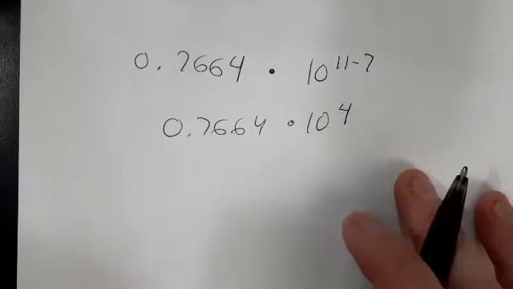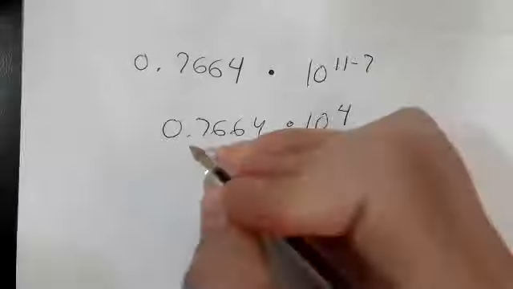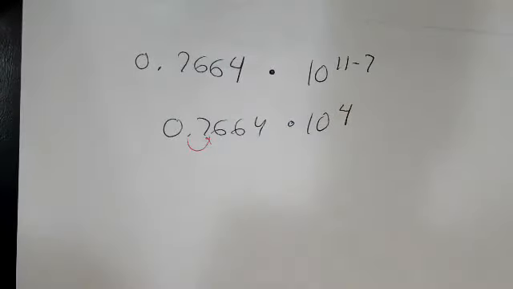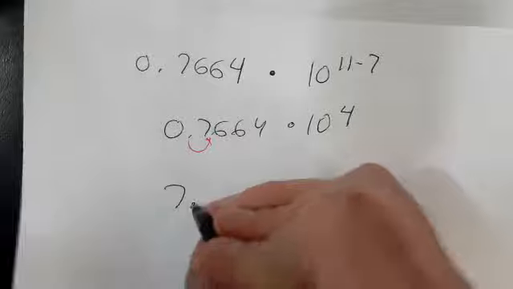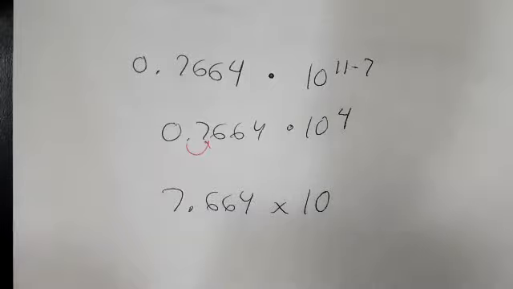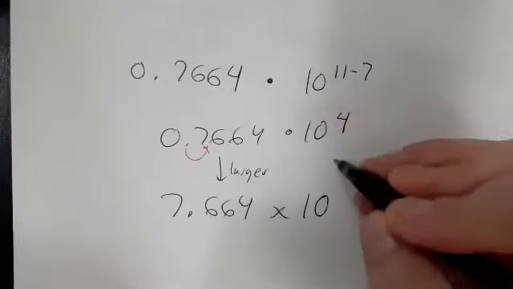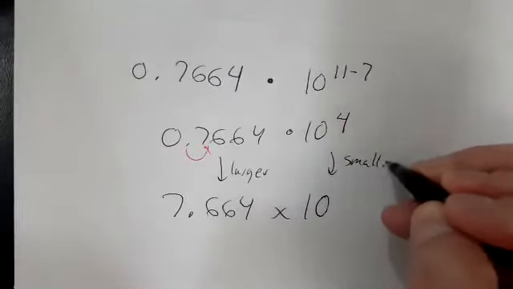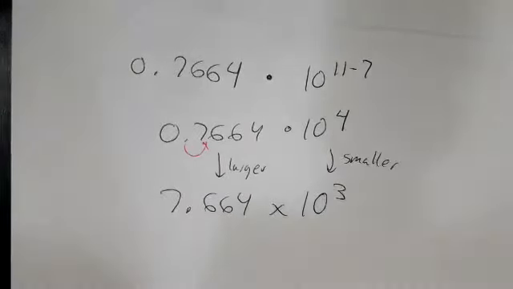So this is almost scientific notation. There's still one little thing we want to do. We want to move this. Instead of 0.7, now this is 7.664 times 10. And this is the thing we have to think about. We're converting this larger. If this is getting smaller, we're going from 4 to 3.